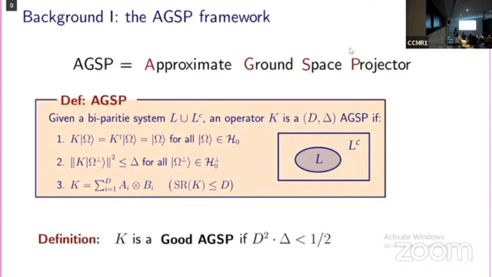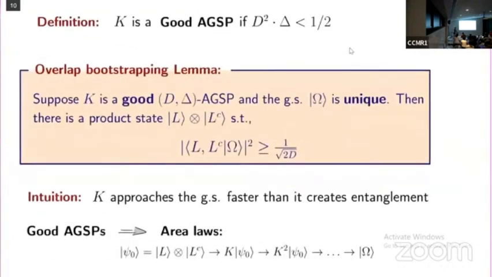And why is that important? It is important because we have a general result for cases where we have a unique ground state, and the general result says that if you manage somehow to construct a good AGSP, you manage to prove an area law. Okay, and the intuition is kind of simple. The intuition comes from this lemma. It is the bootstrapping lemma.